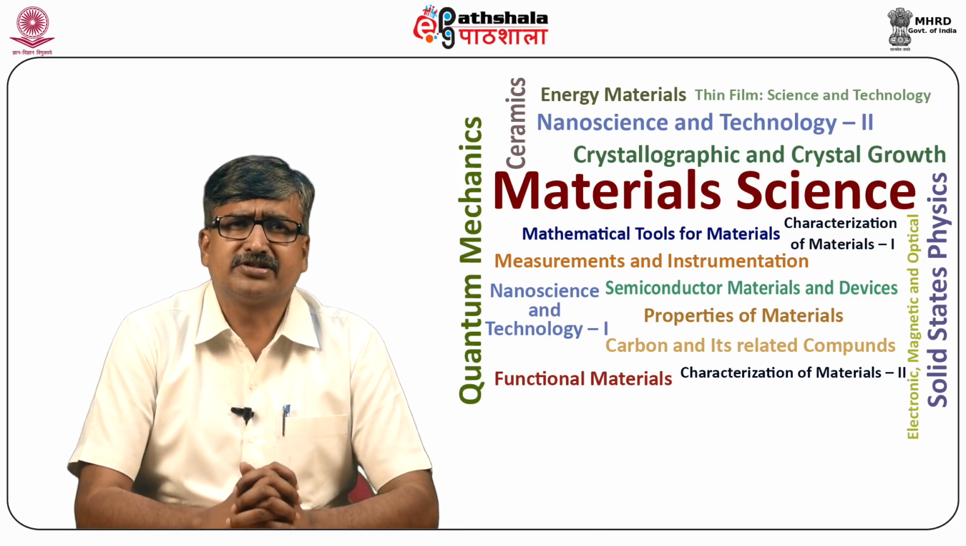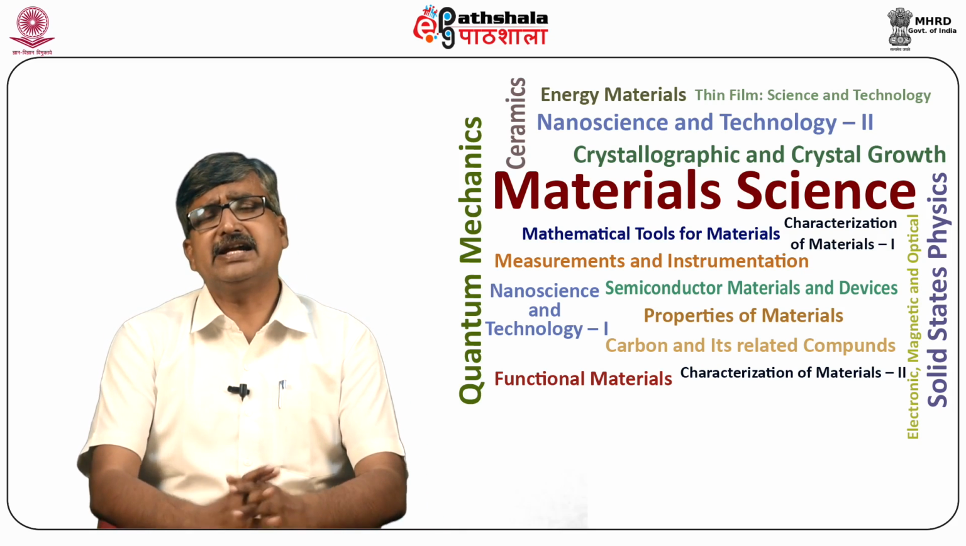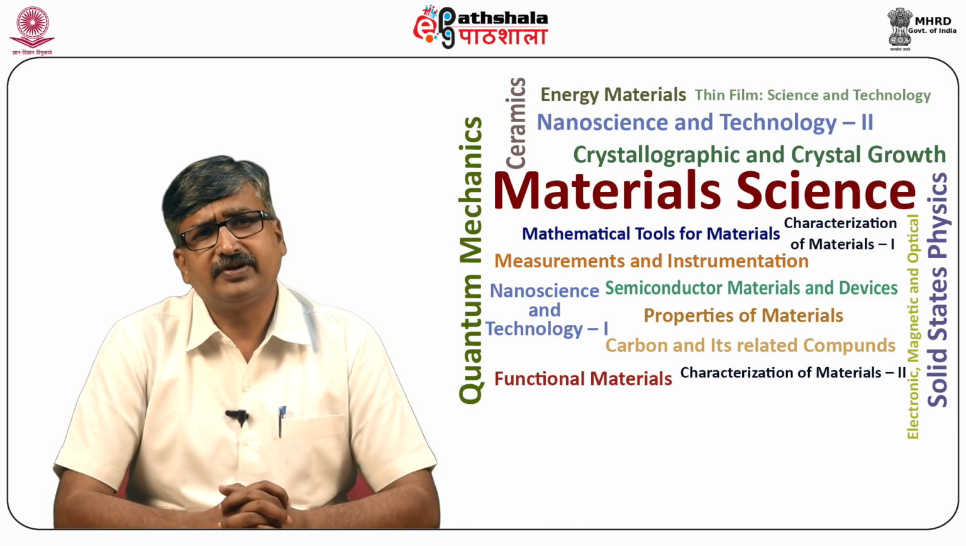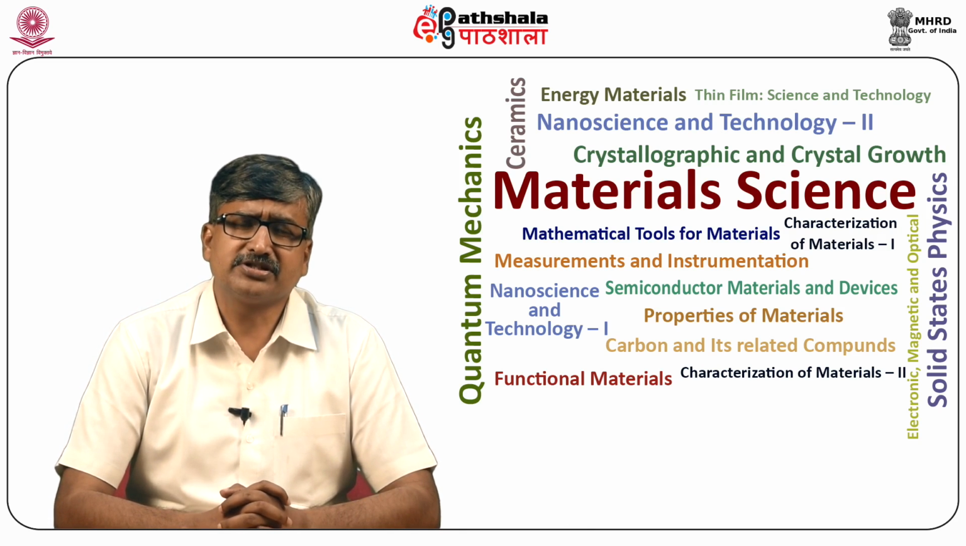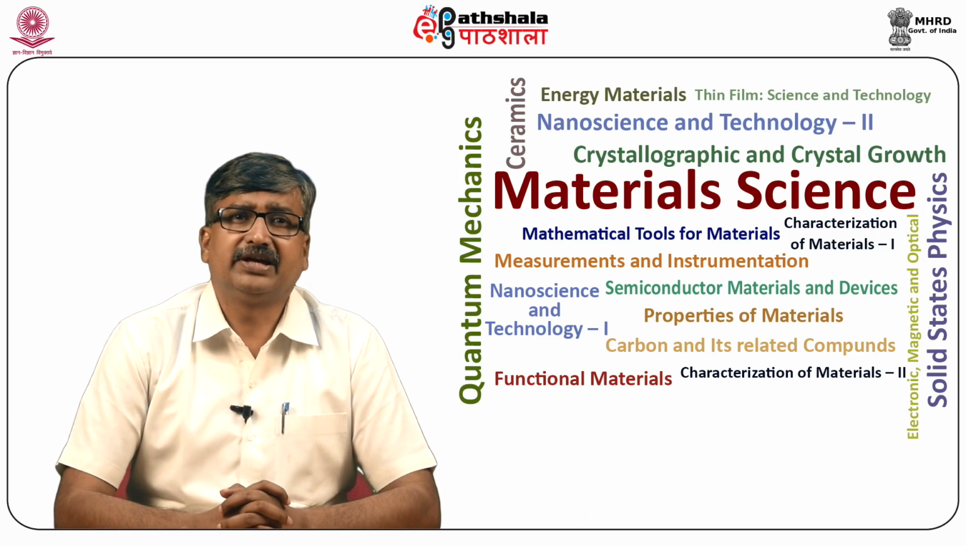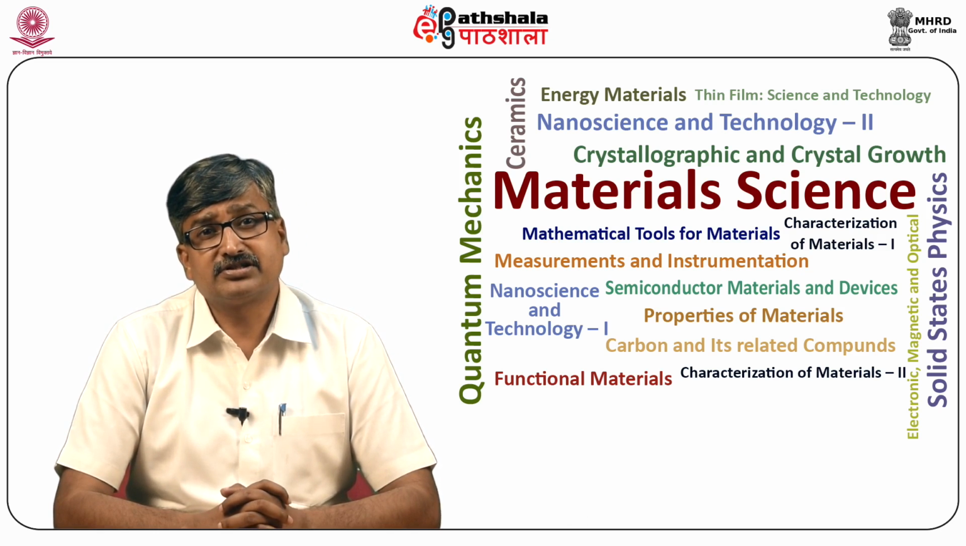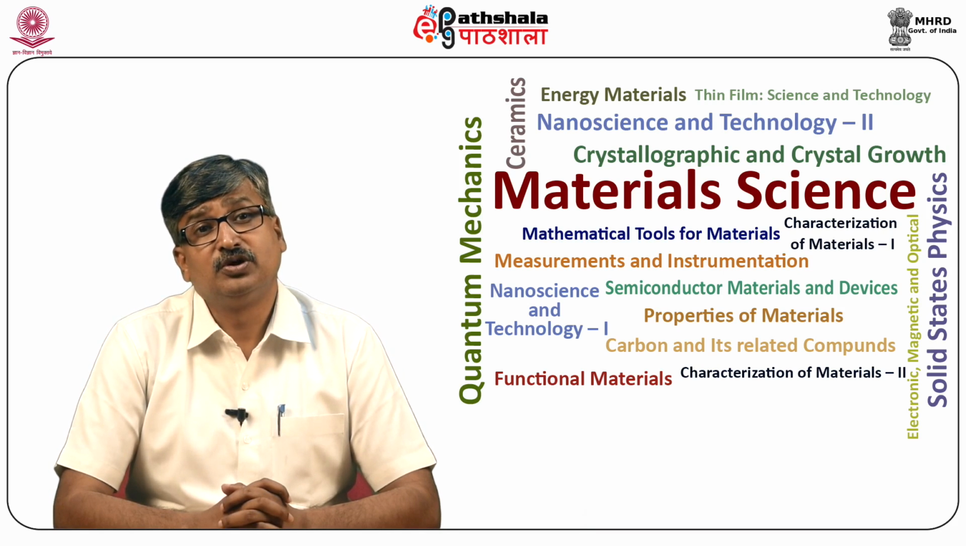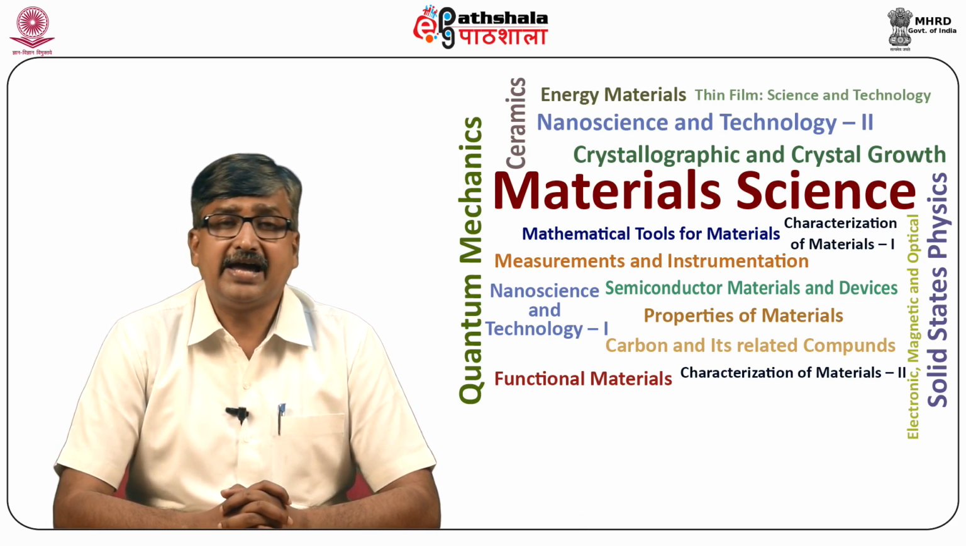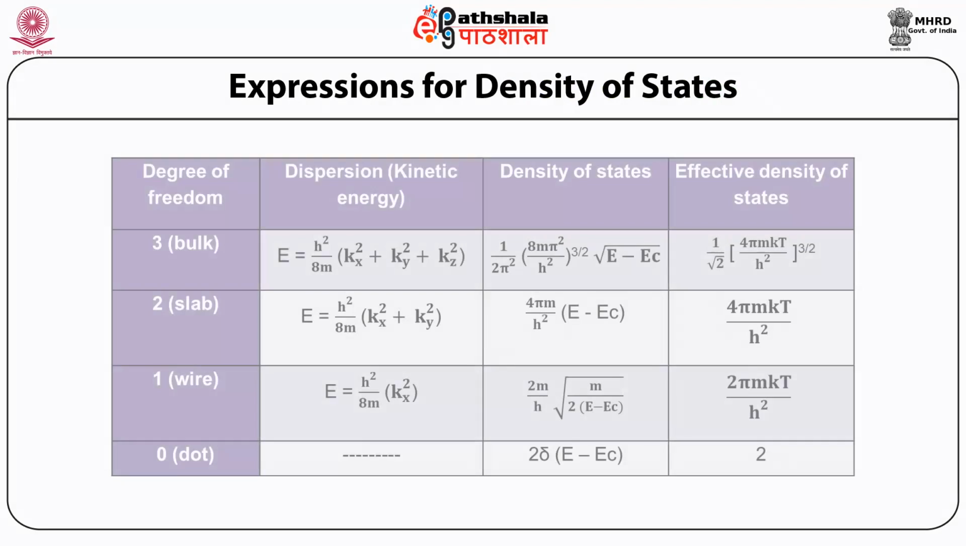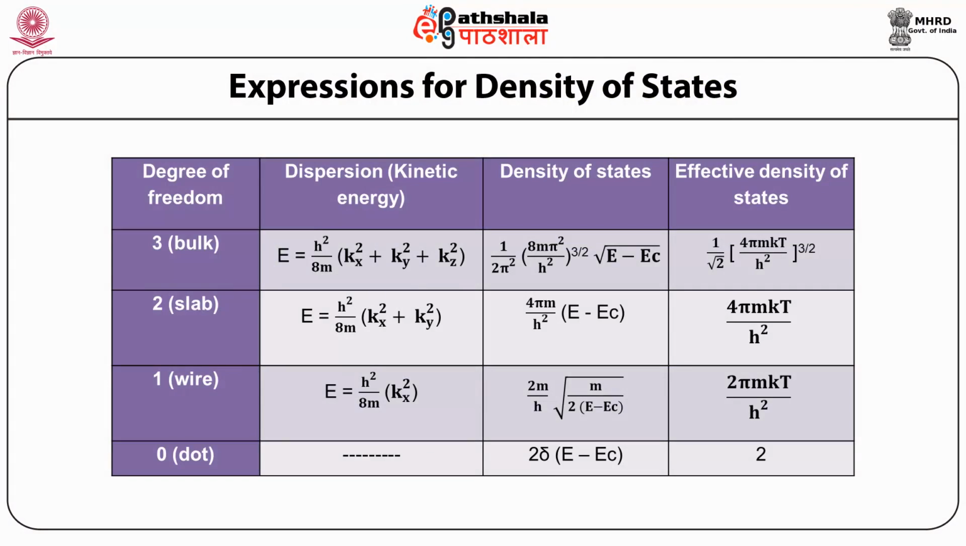For a 3D nanostructure, the density of states is directly proportional to the square root of energy. For 2D nanostructure, it is independent of energy. For 1D nanostructure, it is inversely proportional to the square root of energy, and for 0D nanostructure, it is a delta function. I want to talk about degree of freedom, dispersion, which is the kinetic energy, density of states, and effective density of states for different materials.